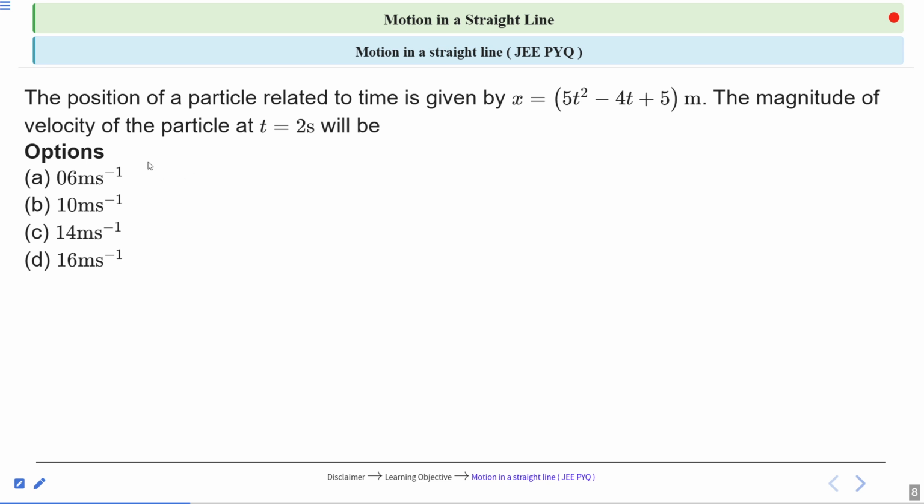seconds. Given options: option A is 6 meter per second, option B 10 meter per second, option C 14 meter per second, and option D 16 meter per second. So which one is correct? Think about it. Solve this question.